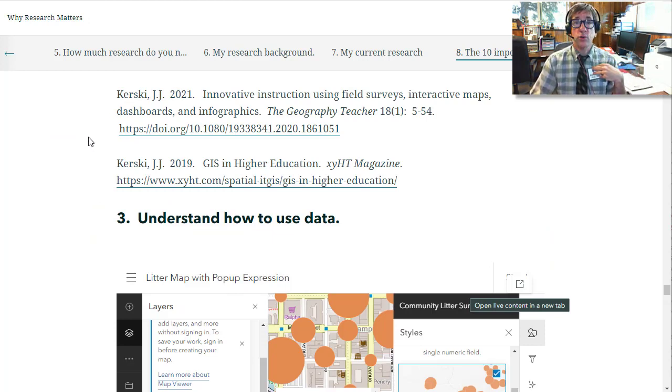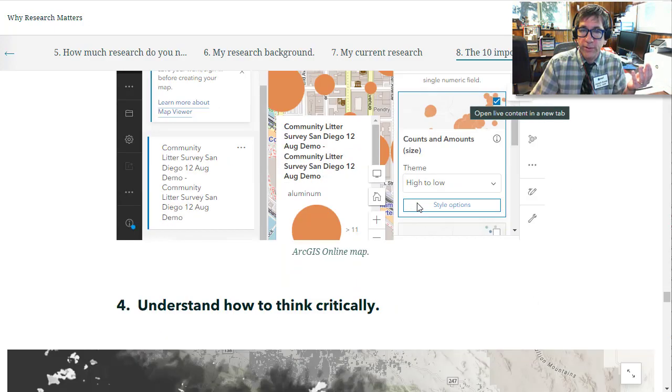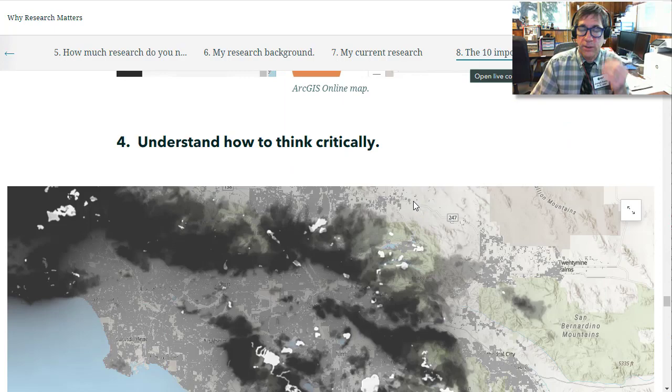In my case, mapping tools are very important to my work. And I would contend that's actually important to many people's work. The whys of where is very important. Understand how to think critically, number 4.